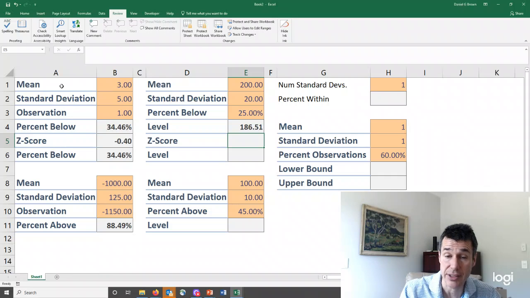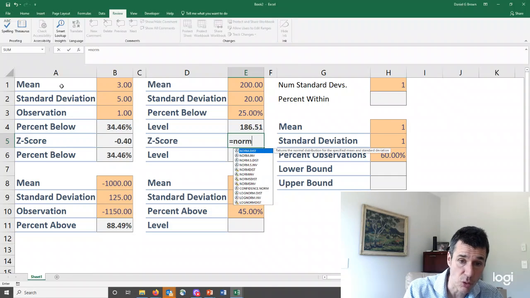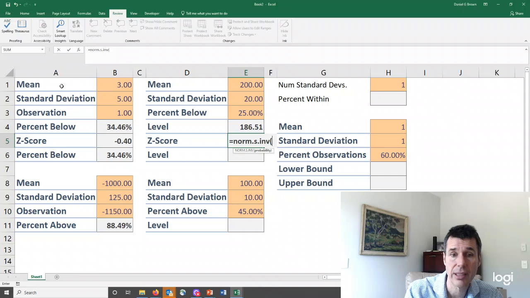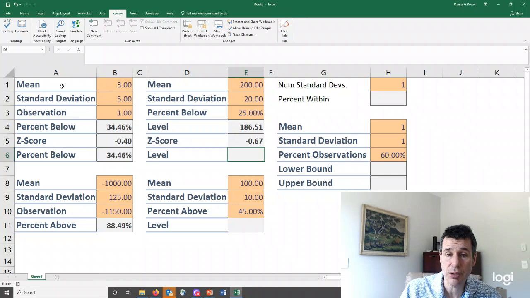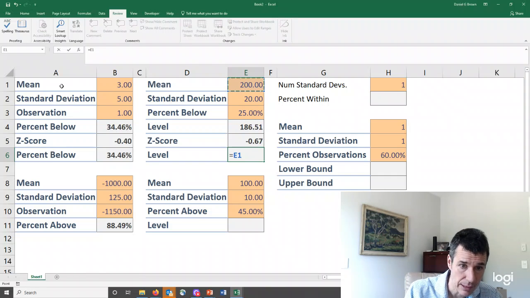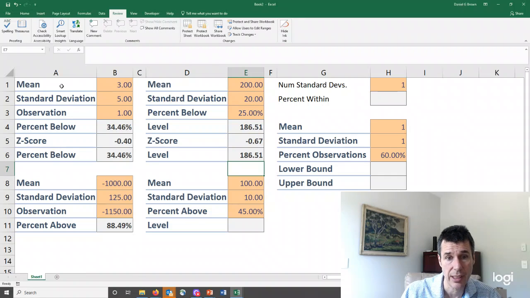Alternatively, we can calculate the z-score first, equals norm.s.inv of 25%, and then we can turn the z-score into a level, and the way we do that is we take the mean plus the z-score times the standard deviation, 186.51. So either of those work, they both come out the same.